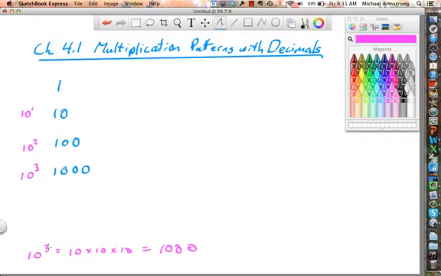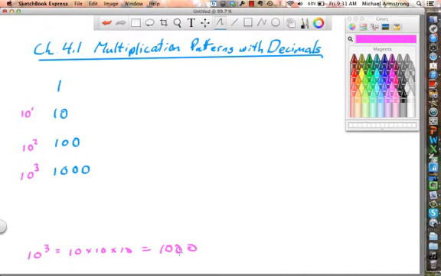So this is 10 to the third power. It's sometimes called 10 cubed. This is 10 to the second power. It's sometimes called 10 squared. Now those are the only two that have kind of a special name. And we see those in area for the squared and volume for the cubed, and that kind of makes sense if you think about it.